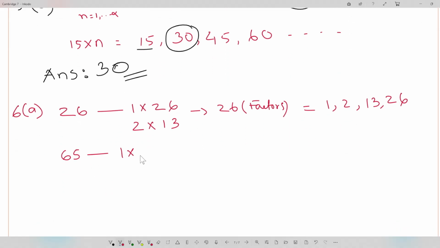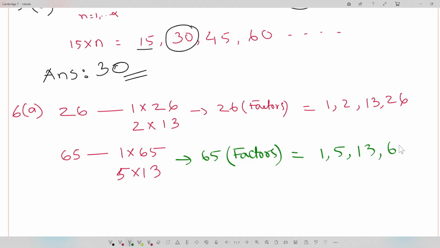65 can possible, 1 times 65 is 65, 3 is not possible, 4 is not possible, 5 can possible, 5 times 13 is 65. So we can write 65 factors: 1, 5, 13 and 65. Is it possible any more? So 65 can divide by 5, so it's enough.